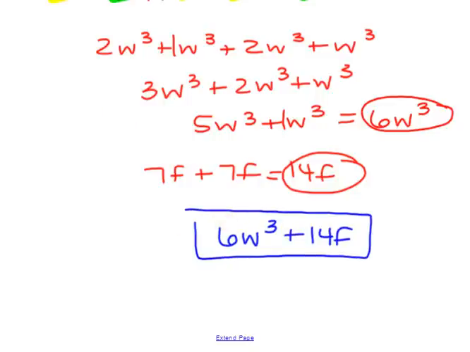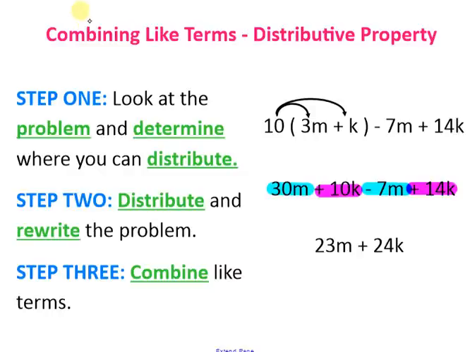Excuse me. All right. Now let's talk about distributive property. So, how do we do combining like terms with distributive property? It's not that bad. So, here's the original problem that I'm going to give you. Here's what it's going to look like. Step one that you're going to do is you're going to look at the problem and you're going to determine where you can distribute. The easiest thing to do is to look for the parentheses. Okay, here are the parentheses. Then, look for the number that's right outside attached to the parentheses. Okay, that's the 10. That's the number that is going to be distributed.